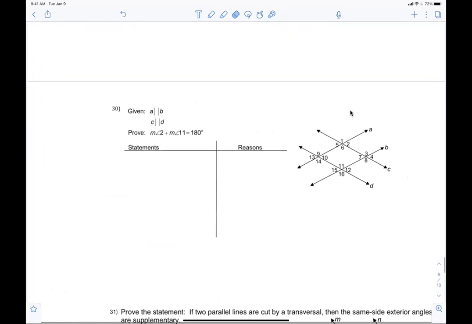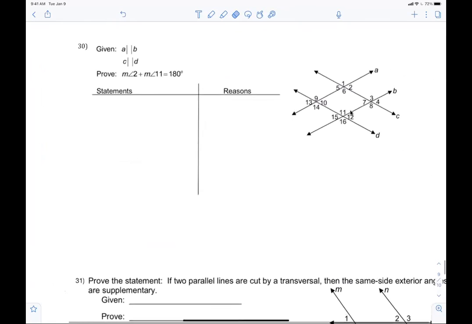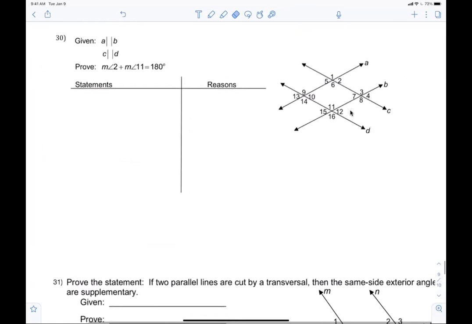30. How many more? What time's the bell ring? All right.